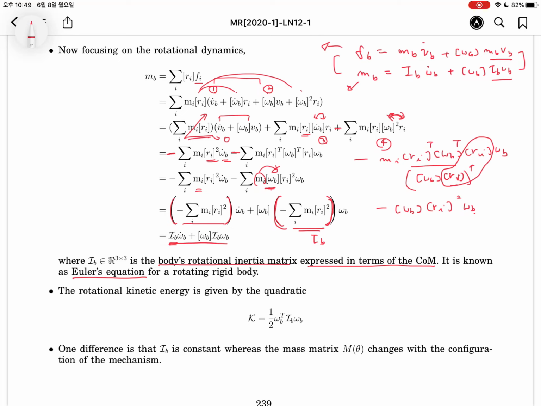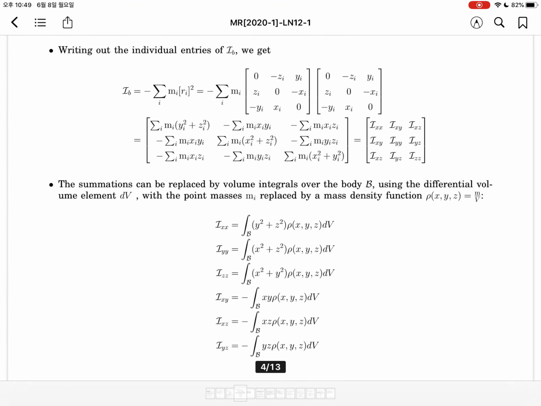Okay, if you wanted to calculate kinetic energy of the rotating body, maybe you can use this equation. But this IB is the constant matrix, not a varying matrix. This is constant. That is the difference between the mass matrix and the inertial matrix. Okay, let's obtain the individual element of the IB, moment of inertial matrix.